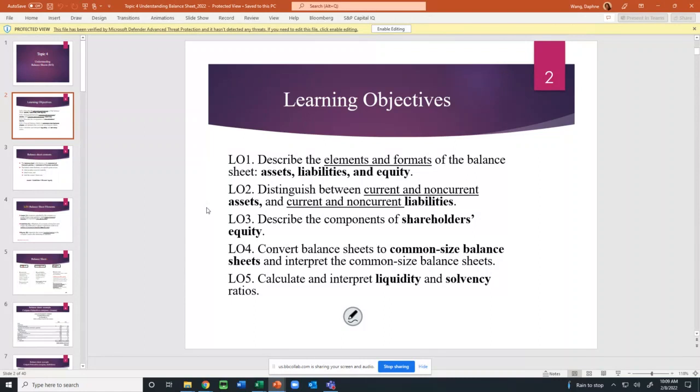And then in objective 3, we also look into the last component in the balance sheet, which is the shareholder equity or owner's equity or stockholders equity or net worth. There are many different words. It's talking about the equity section. The learning objective 4, common size. So just like what we learned with common size in the income statement, we also have the common size balance sheet.